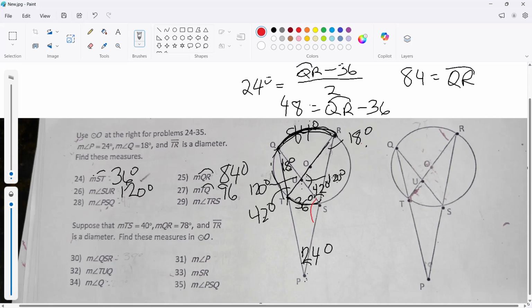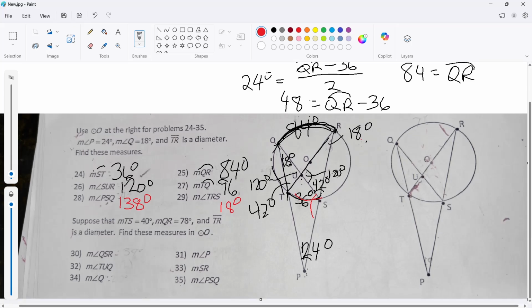Together they make a line. So 180 minus 42 is going to be 138 degrees. And then measure angle TRS. I already got that one. That's 18 degrees. I found that one because it's half of that arc that it cuts out.